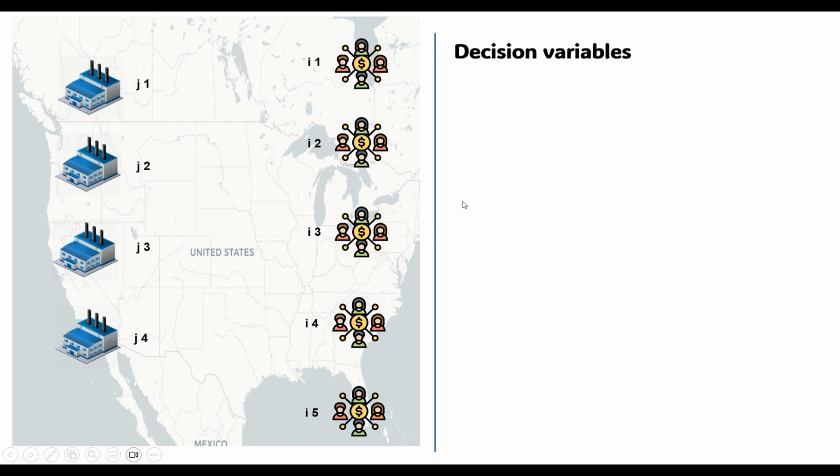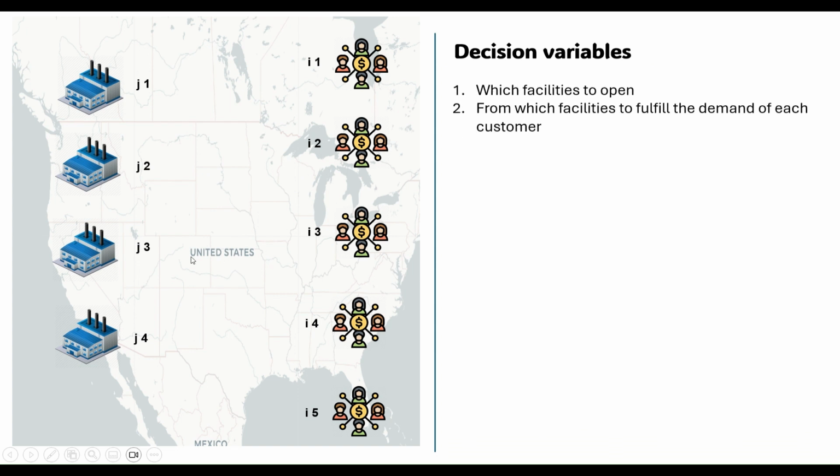What are the decision variables that we have to make to solve this problem is which facility to open. Shall we open all of them or only 2 of them, 3 of them? And also from which facilities we will fulfill the demand of these customers. So if we are opening facility 1 and 2, which one will be serving customer 1, which one will be serving customer 5, and so on.